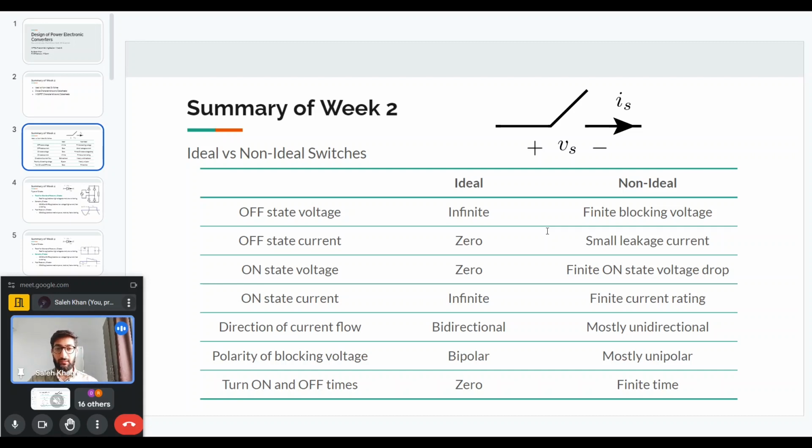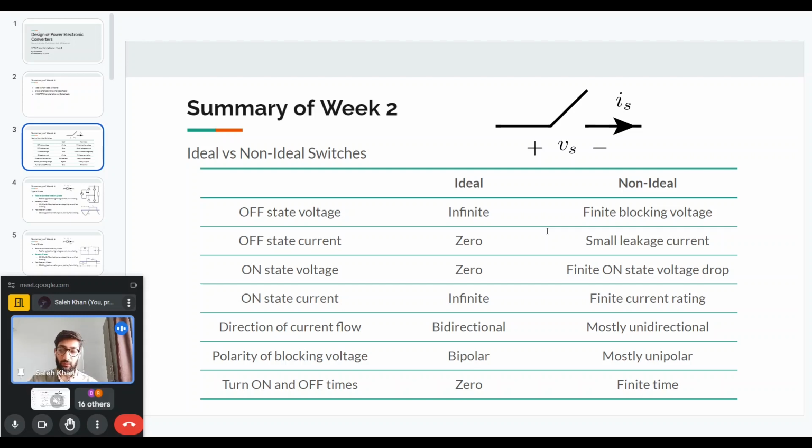And lastly, the non-ideal devices that we'll see, all of them take a finite amount of time to turn on and turn off. So when they're off, they're not carrying any current. When we turn that device on, it will take a time for the current to rise. And during the same time, the voltage will take some time to fall, and that will create some switching losses as well. So these are the problems that non-ideal devices are facing.